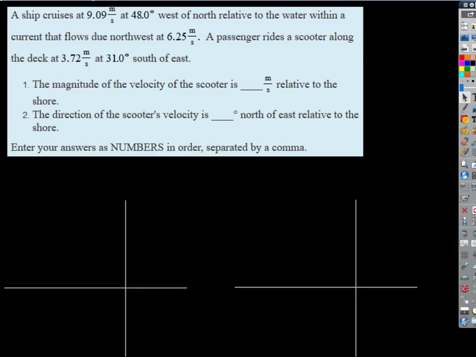We've got a ship that's cruising along. They give us the speed and direction relative to the water. The current is flowing due northwest at this. They give us current, or they give us direction and magnitude there as well. They give us a passenger rides a scooter along the deck at this speed and angle, okay? And so they want us to know what's the velocity of the scooter relative to the earth or the shore, okay?